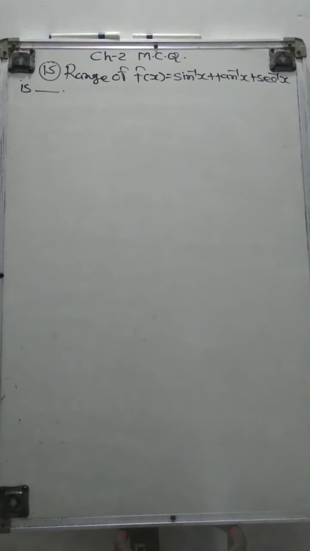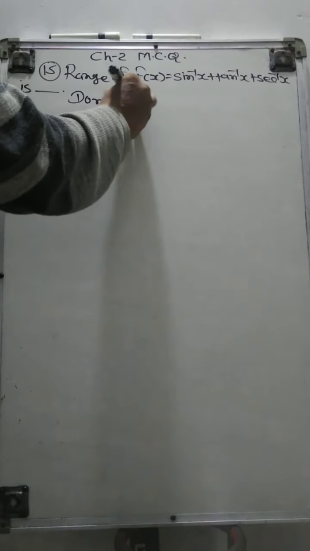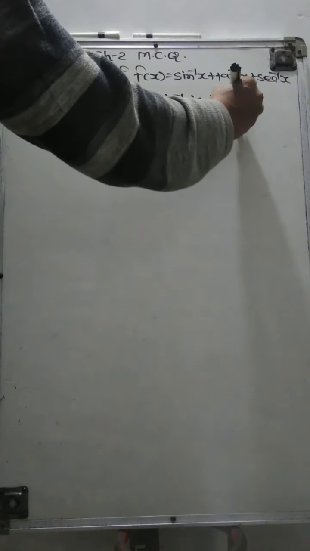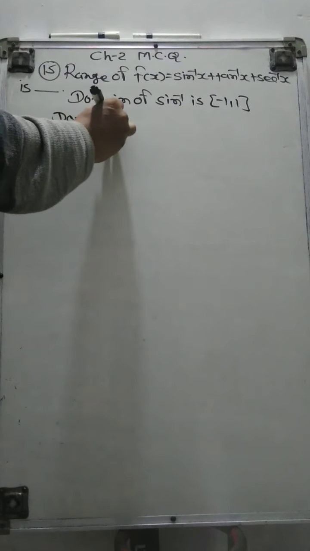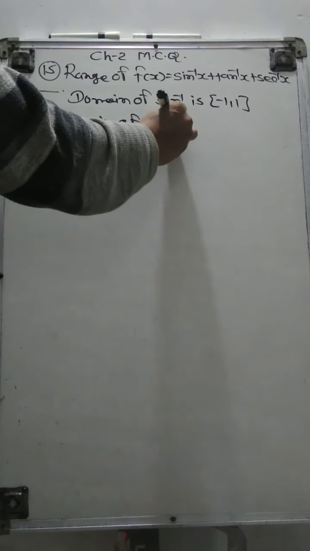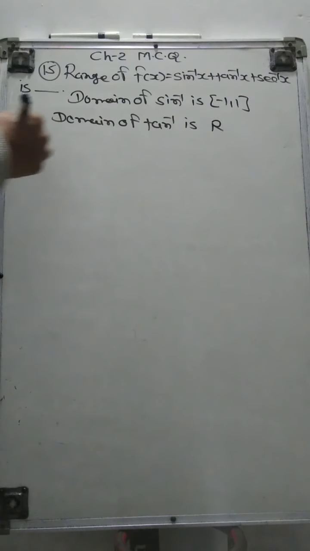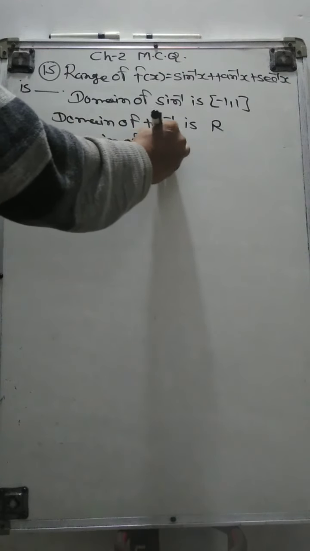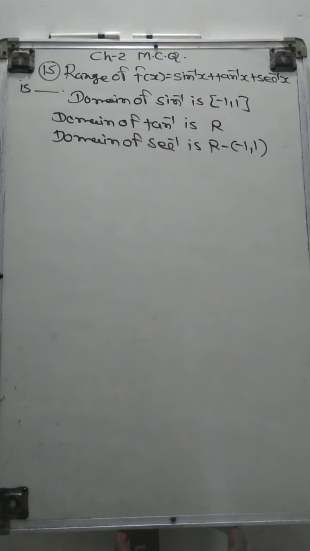So here first of all, domain of sin inverse is -1 to 1. Domain of tan inverse is R, and domain of sec inverse is R minus (-1, 1). So now here three domains are obtained.